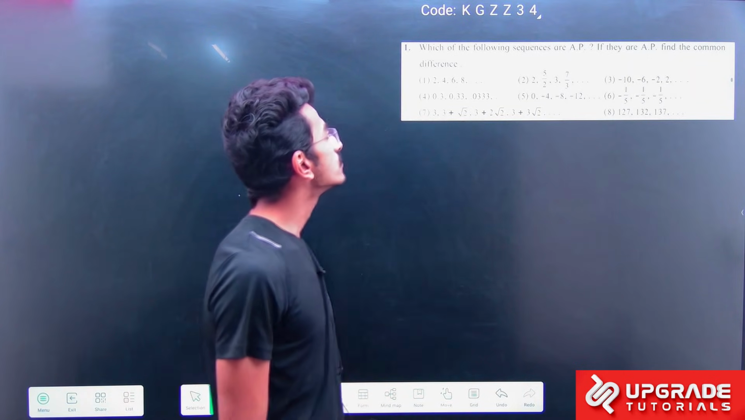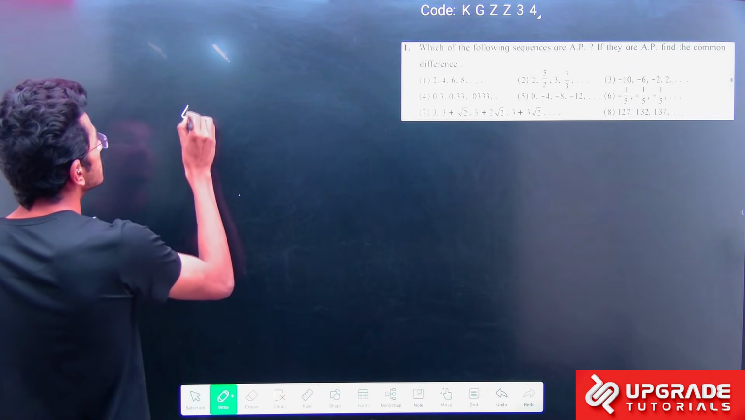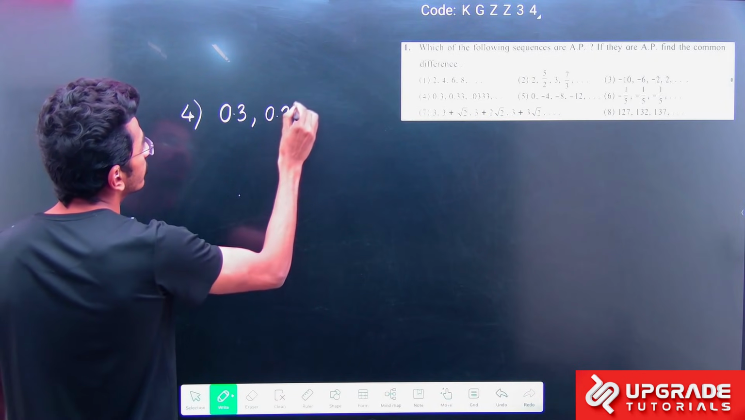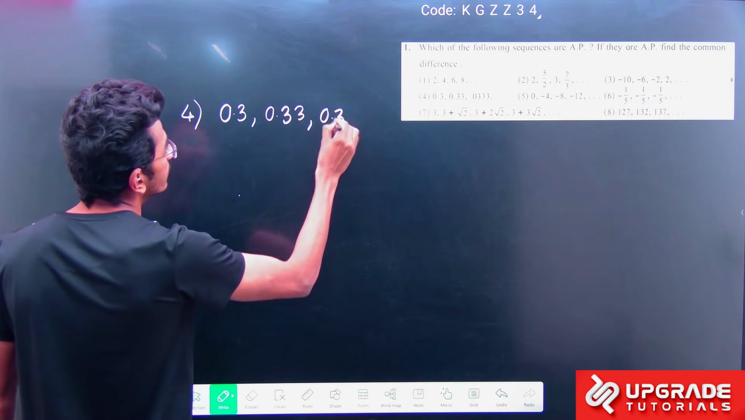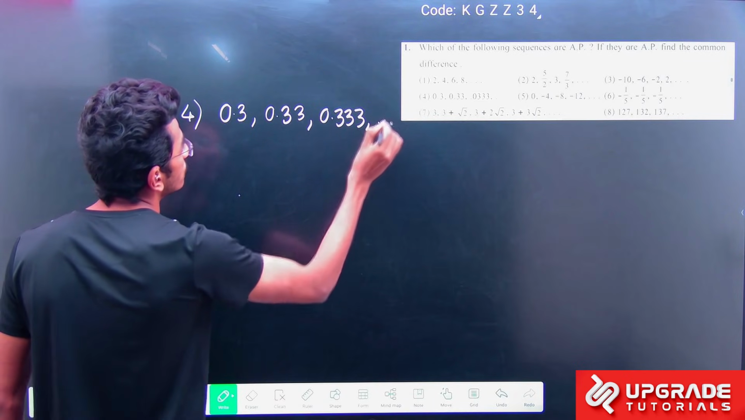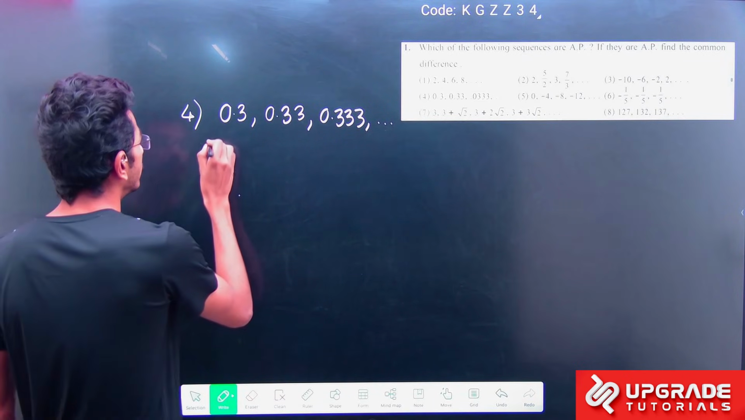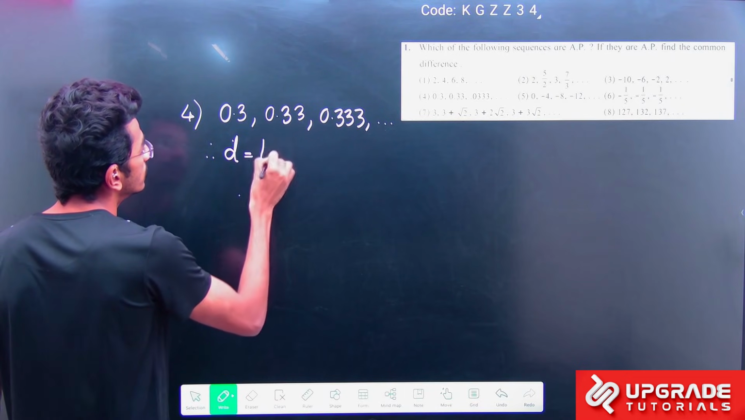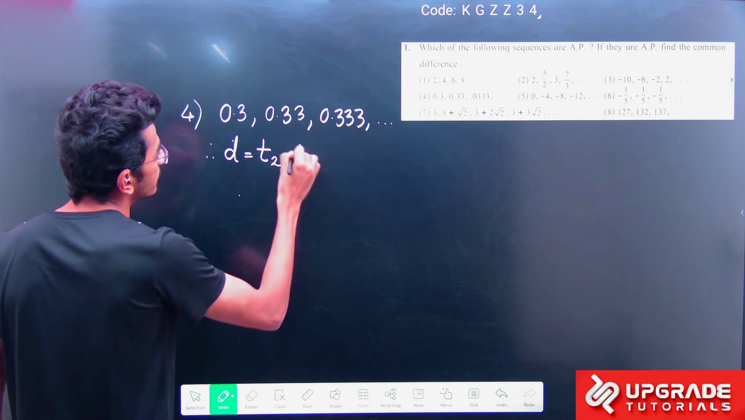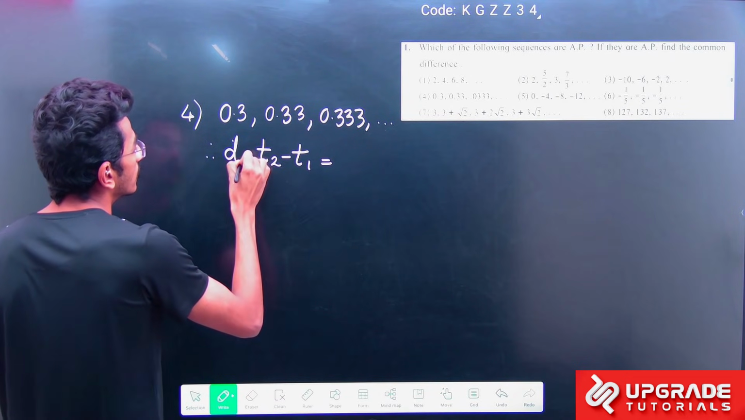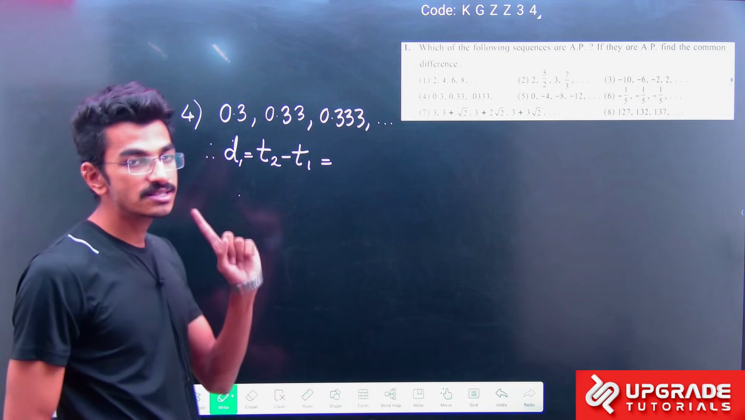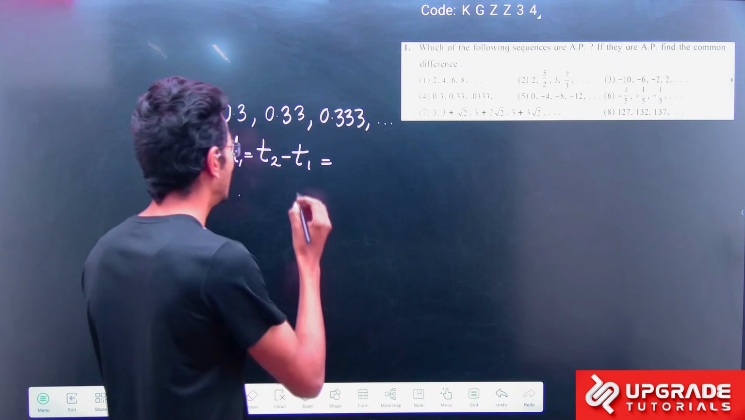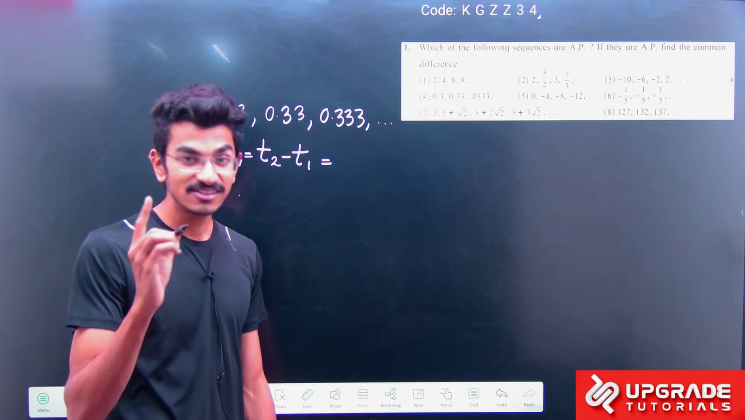Let's talk about the fourth sum, in which decimals come: 0.3, 0.33, 0.333, and so on. So here D is equal to T2 minus T1. We will take it as D1, that is the first difference. What does T2 mean? T2 means the second term. And T1 means the first term.